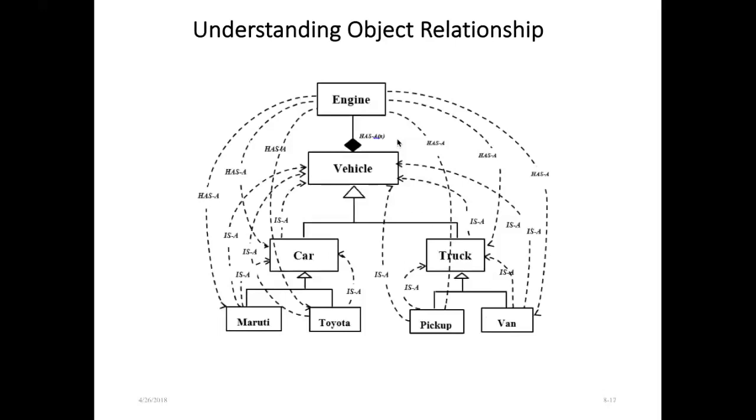Okay, so the question: what is the relationship between vehicle and engine? It is a composition, as in the previous slide. Composition means an engine is an essential part of a vehicle. So how do you write a composition? What is the syntax for that?